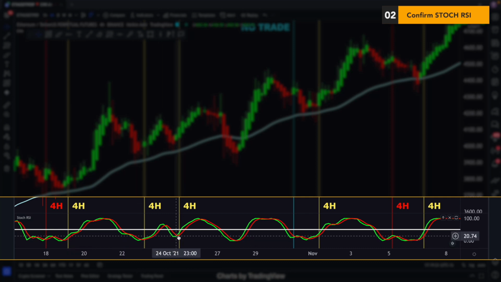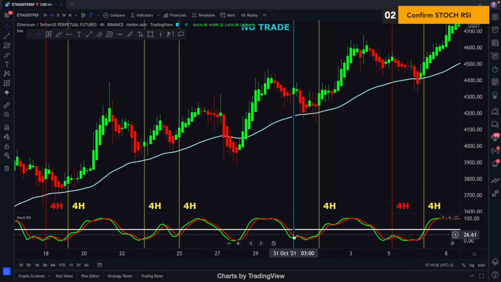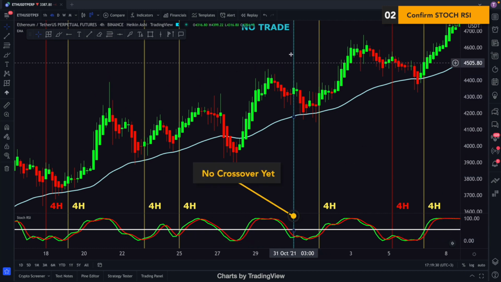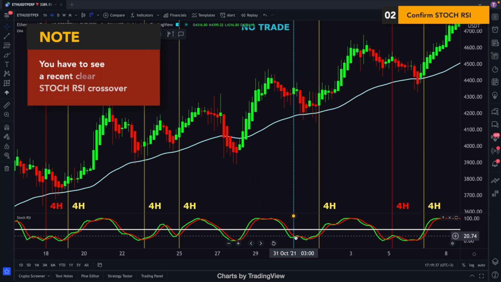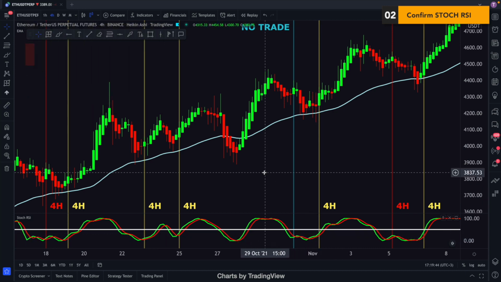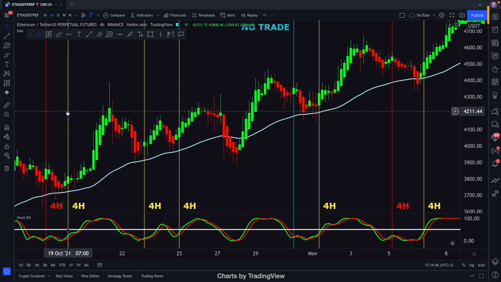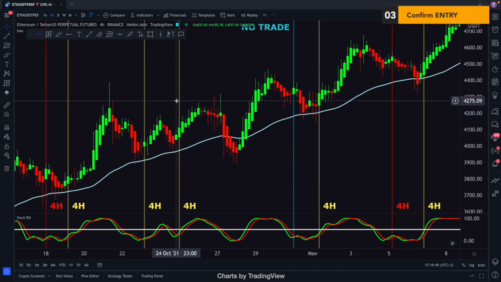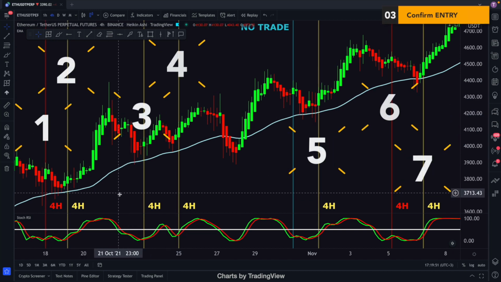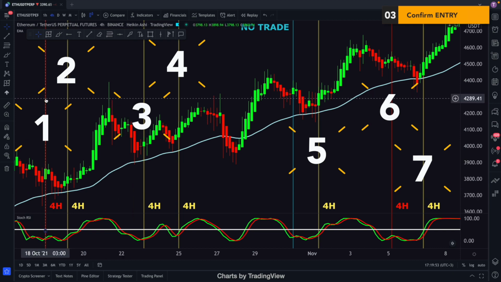One important thing, we need a recent crossover. You do not enter a trade before the crossover or at the moment of the crossover. I need to see that crossover clearly. If you look at the chart, we have like 7-8 clear crossovers below the 50 line. Let's confirm the entry. Now, I've spotted 7 clear entry opportunities in this chart.